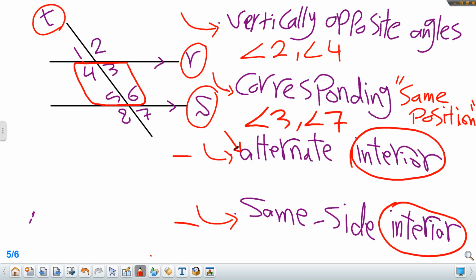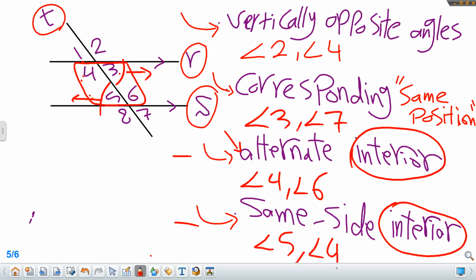Alternate, like 3 and 5. Two interior angles, but in opposite directions: 3 on the right, but 5 on the left. So we can say angle 4 and angle 6 are alternate interior angles. The last one, same side. I think it's easy. Same side means two interior angles in the same direction, like 4 and 5, like 3 and 6.